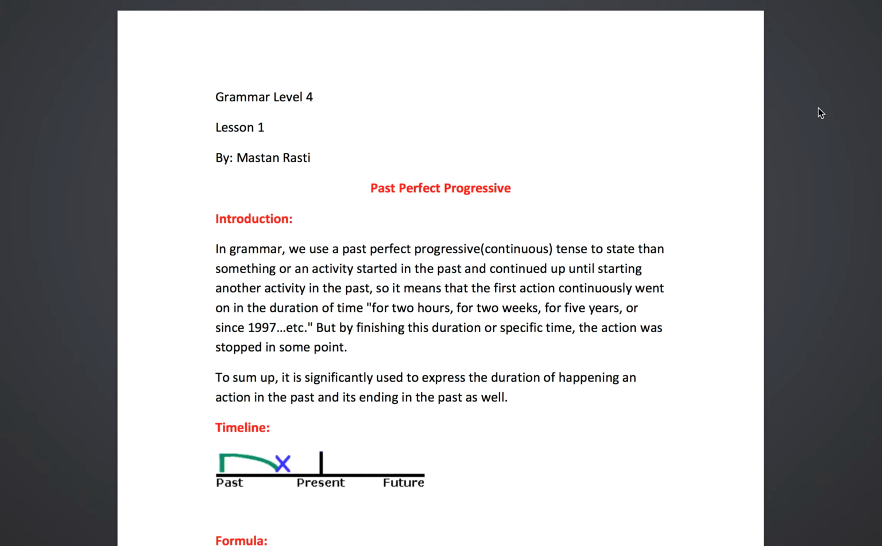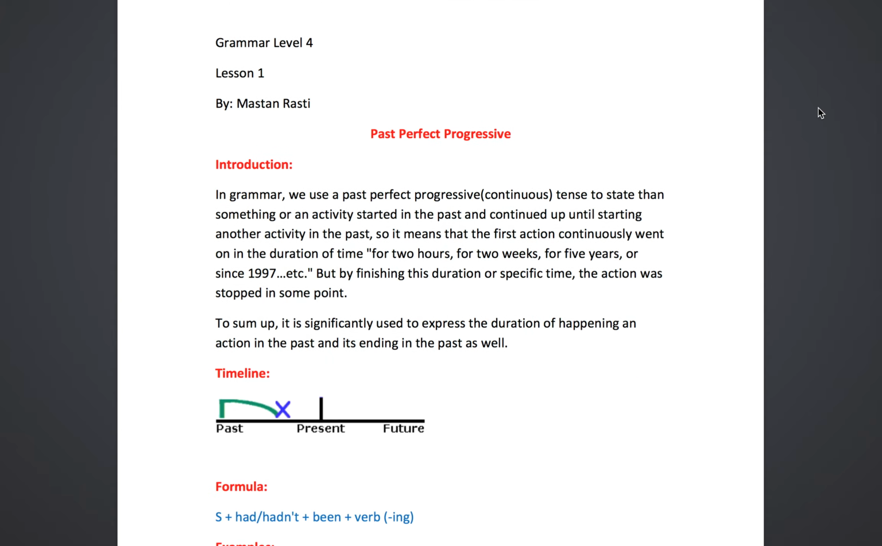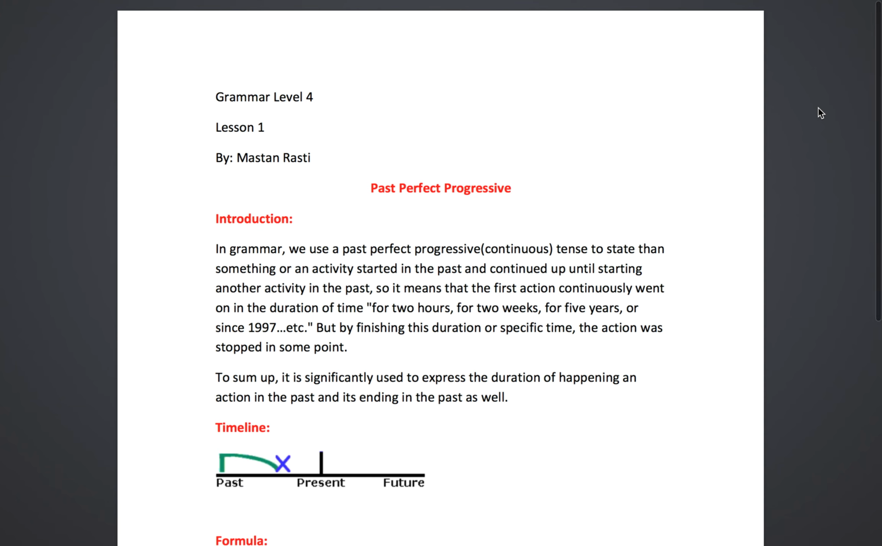I'll be a tutor for this course and I will be covering level 4 grammar. It's not hard, but it's better for you to have a little bit of information about the basic grammar and other tenses before, because it's a little bit complicated, not so much. Here our first lesson is past perfect progressive.